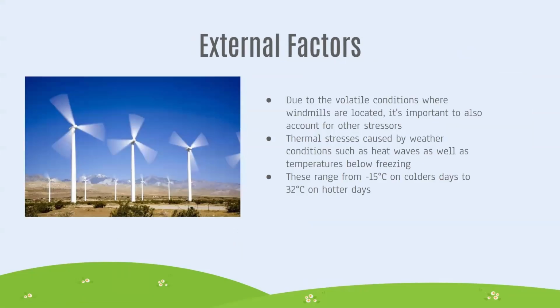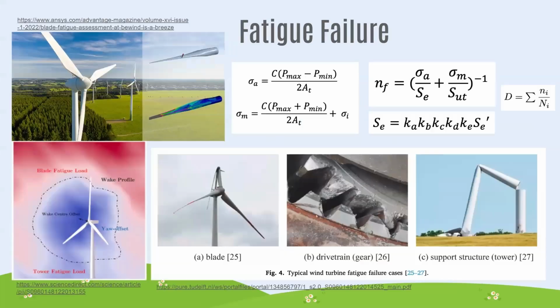Other factors such as temperature extremes, ranging from minus 15 degrees Celsius on colder days to 32 degrees Celsius during heat waves, create thermal stresses that combine with wind loads and accelerate fatigue damage. Accounting for these stressors is important to accurately predict blade life and ensure long-term durability.